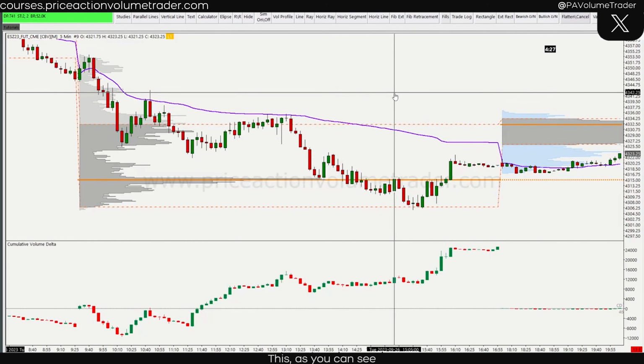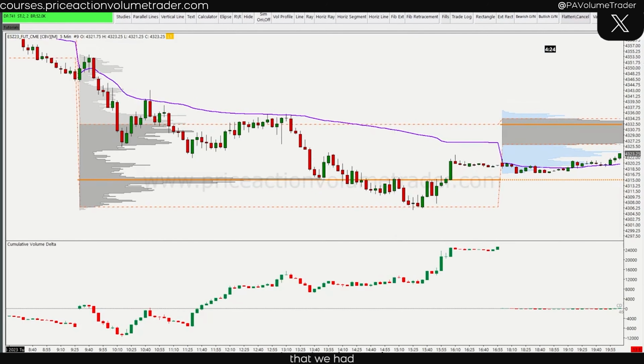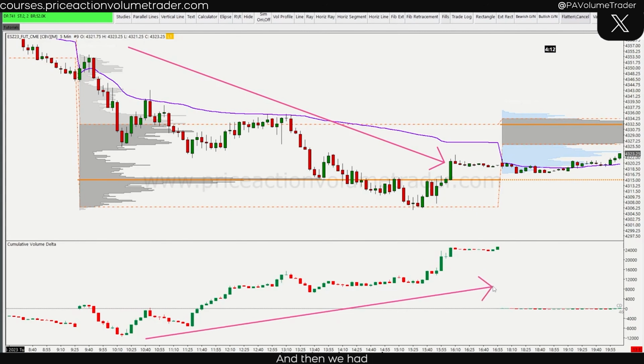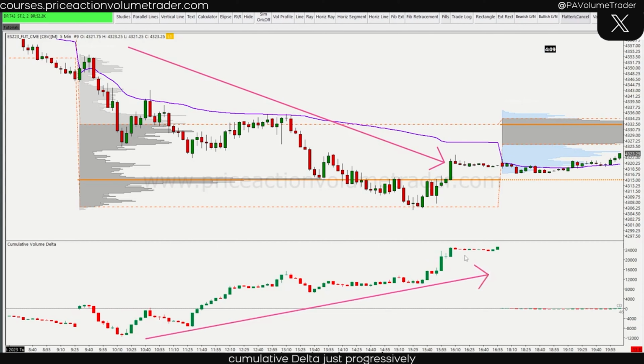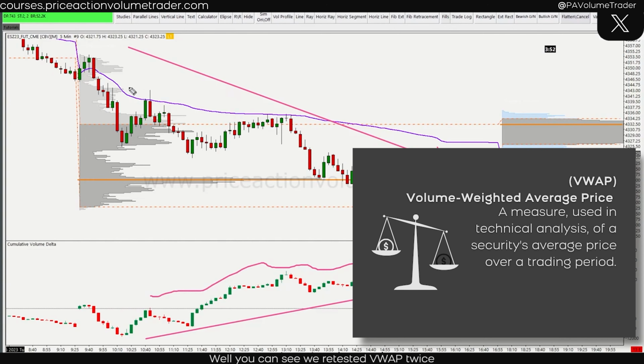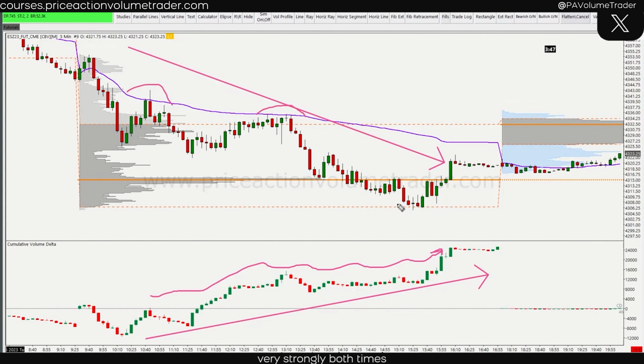As you can see, this was a day that we had a very significant divergence. Price pretty much opened up, pushed up, and spent the rest of the day just sort of trending down. And then we had cumulative delta just progressively pushing up. Okay, what this tells us is this was a day where all this effort and aggressive buying by the aggressive buyers really did not pay off. You can see we retested VWAP twice and just rejected very strongly both times.